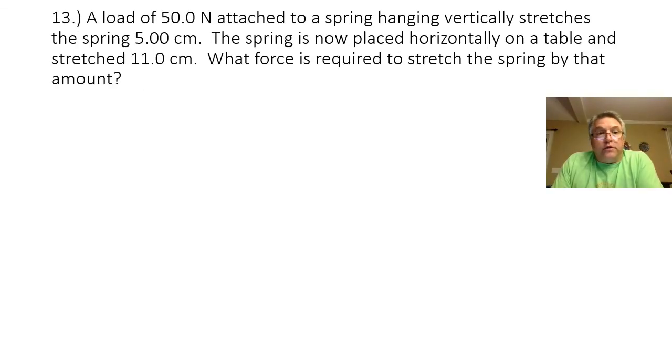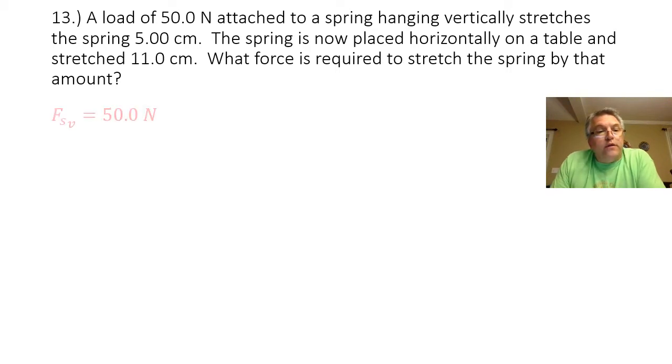Problem 13. A load of 50.0 newtons attached to a spring hanging vertically stretches the spring 5.00 centimeters. The spring is now placed horizontally on a table and stretched 11.0 centimeters. What force is required to stretch the spring by that amount?